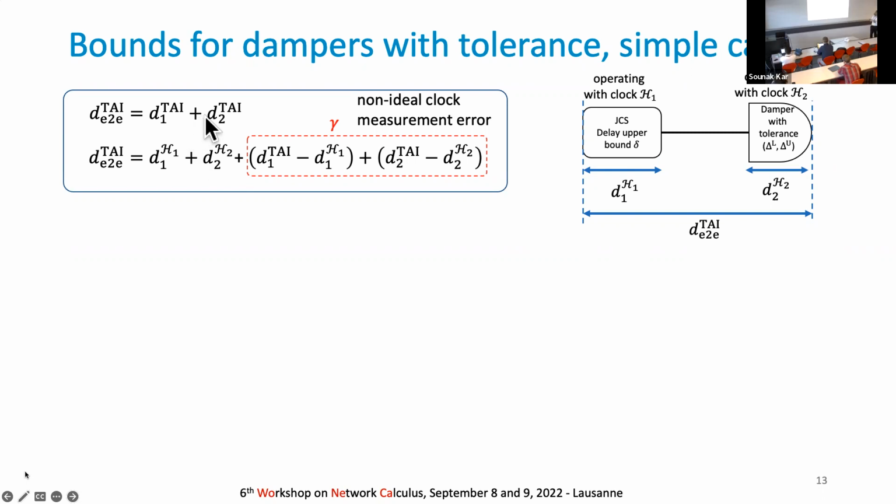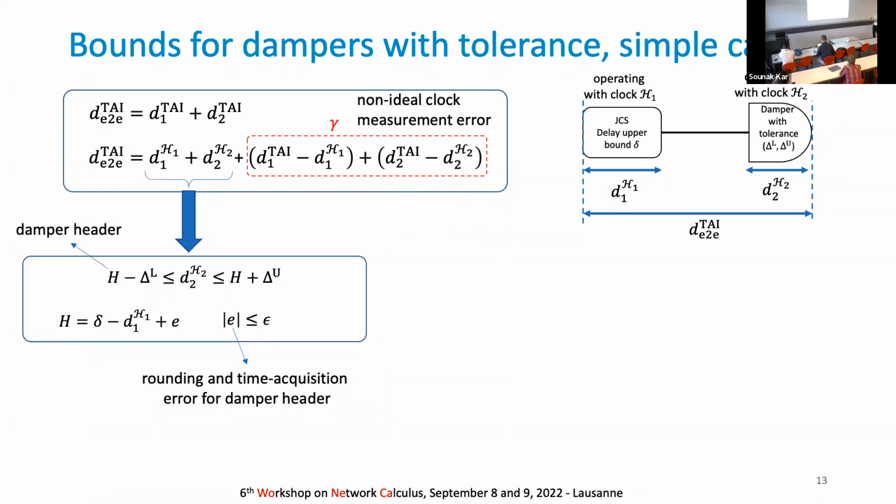But we have some information for the local delay bound, a delay of the packets within each of the two. So what we do is we simply add and subtract the local delays with the local clock of the two systems. And what we obtain from this equation is this one. So there is a term related to the local delay within the JCS and the damper, and there is a term that captures the measurement with a non-ideal clock. So let's see how we bound these two.